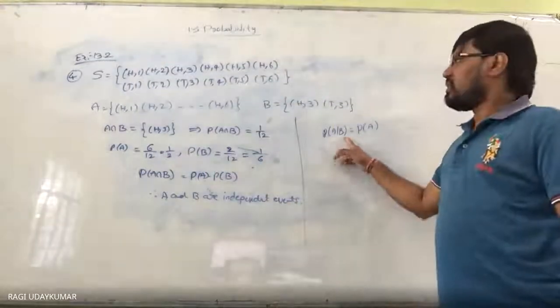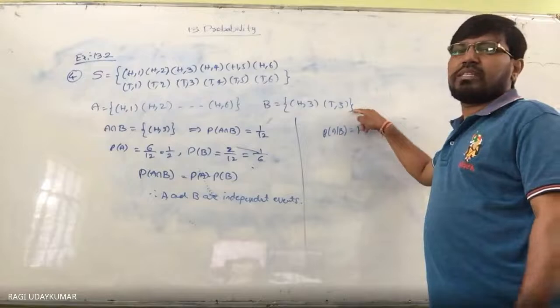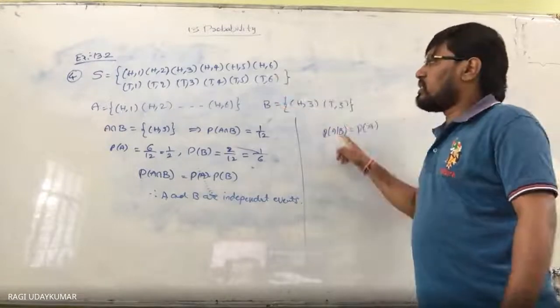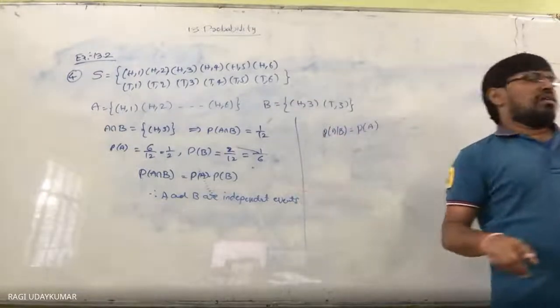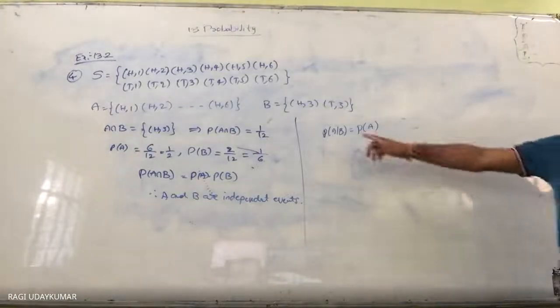Probability of A given B means we consider B as the sample space. Then what is it? You are going to get the probability.